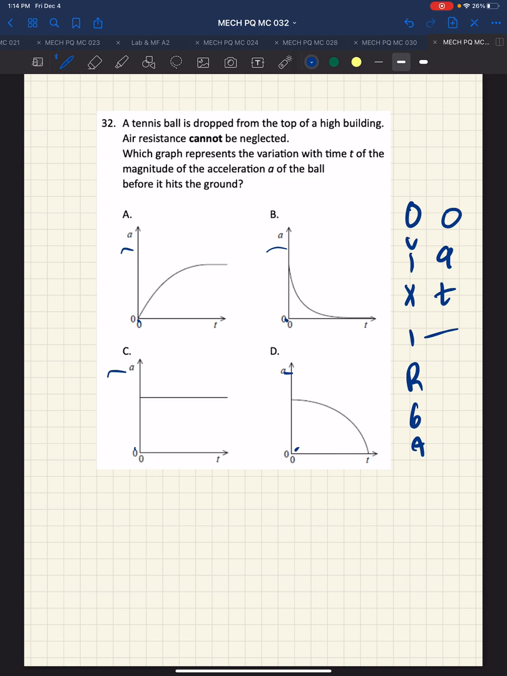But we want to look at that for each individual graph. We can read acceleration and time. The slope is delta A over delta T, which is the jerk. And the area, A times delta T, is going to be the change in velocity. So we want to know what happens. Oh, so now we'll read the question.